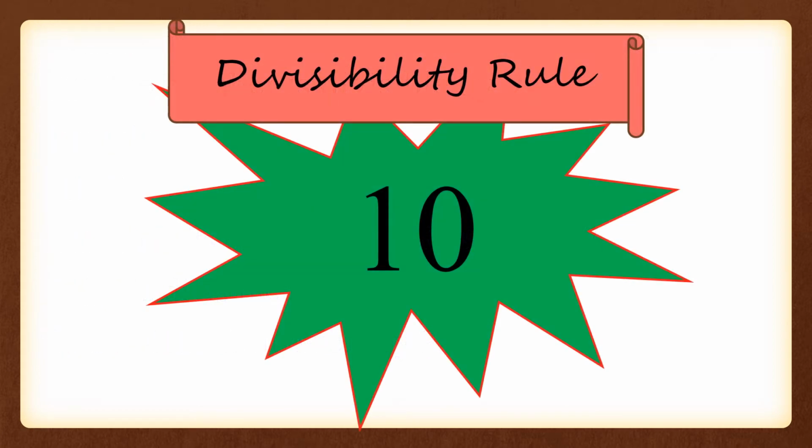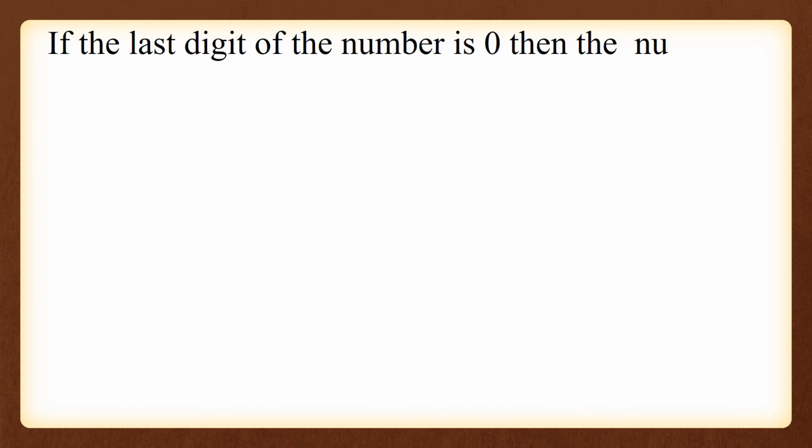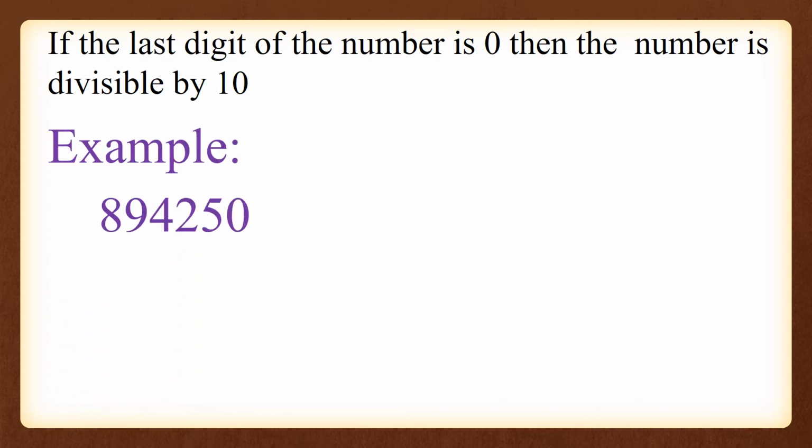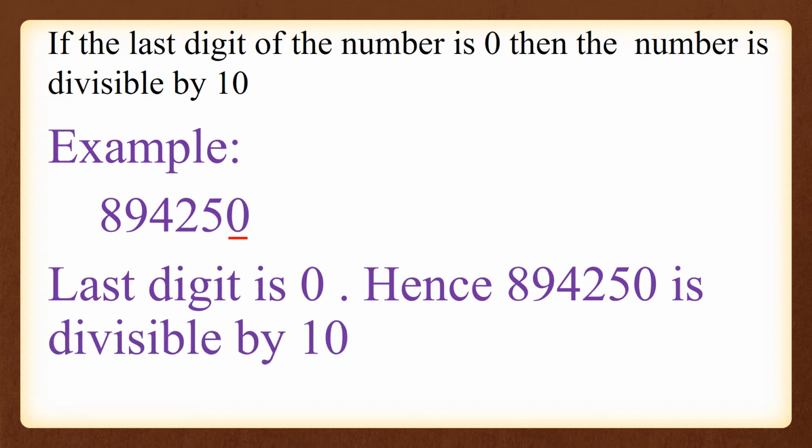Divisibility rule for the number 10. If the last digit of the number is 0, then the number is divisible by 10. That means if the ones place, that is the last digit of the number is 0, then the number is divisible by 10. Let's see an example. 8,94,250. We are going to check whether this number is divisible by 10. For that, we have to check the last digit, that is ones place. Here 0 is the last digit. So last digit is 0, hence 8,94,250 is divisible by 10.